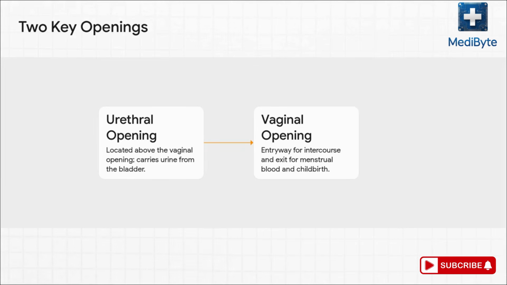Okay, nestled within the labia minora are 2 separate openings, and this is a really common point of confusion, so let's clear it up. The first, higher up opening is the urethral opening. Its only job is to carry urine from the bladder. Then, below that is the vaginal opening, also called the introitus. This is the entryway for intercourse, and it's also the exit for menstrual blood and, of course, for childbirth.